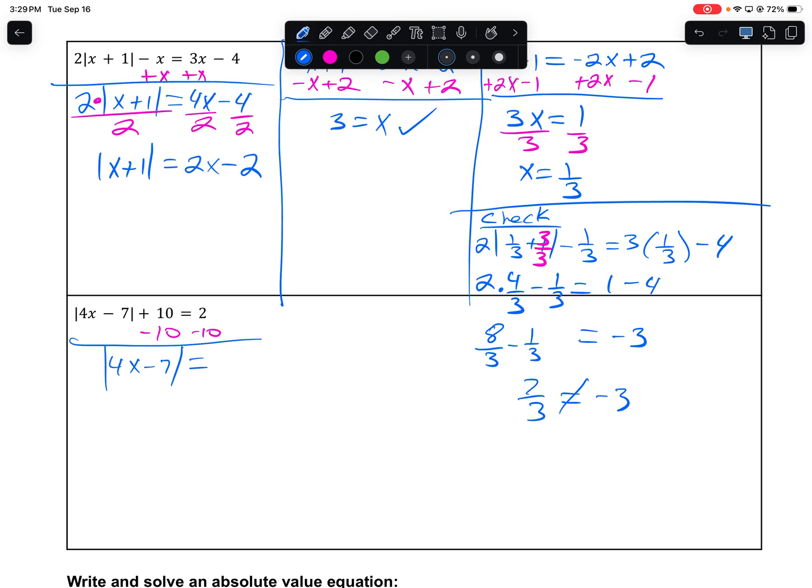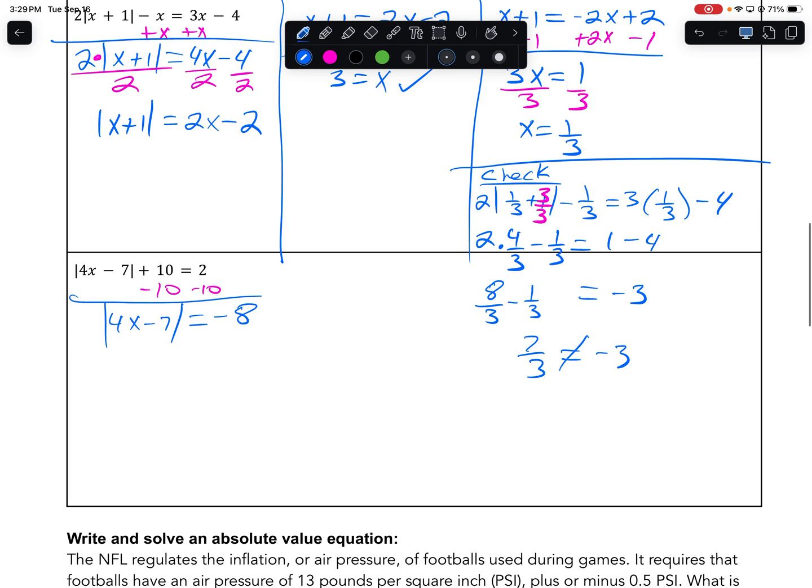So 2 minus 10 is -8. You should already know the answer to this problem. What's the answer? No solution, right? You can't have absolute value. It doesn't matter what number I plug in over there for that x, I can't get a negative answer because absolute value always turns it positive. Okay? So right away, you could go out and solve it, but you'll never get an answer that works, right?